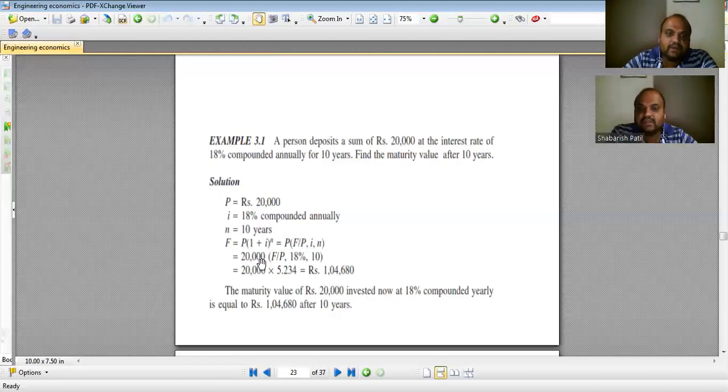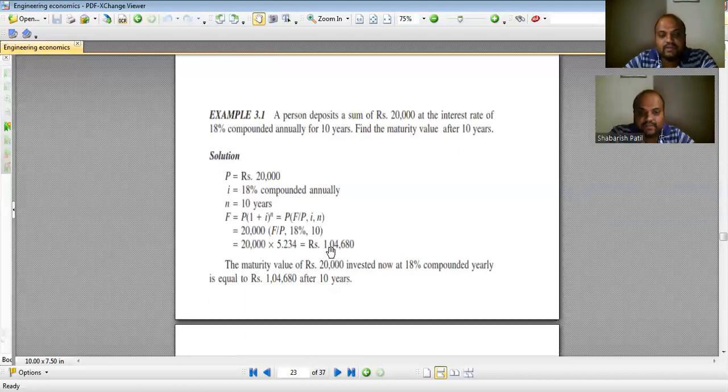Okay. So we will get the answer as 20,000 into 1 plus 0.18 raised to n, n is 10 here. So we will be getting around 1,04,680 rupees. So it means that the maturity value of 20,000 invested now at 18% compounded yearly is around rupees 1,04,680 after 10 years. Okay, so that's how we can calculate the future value.